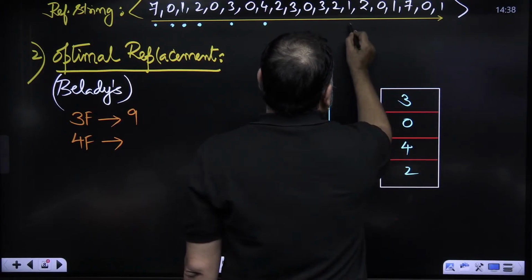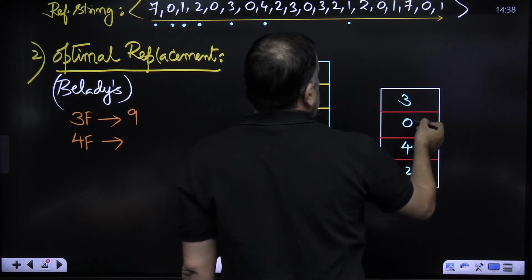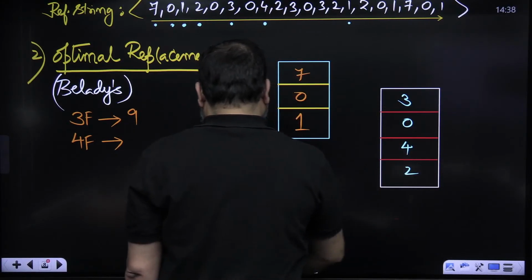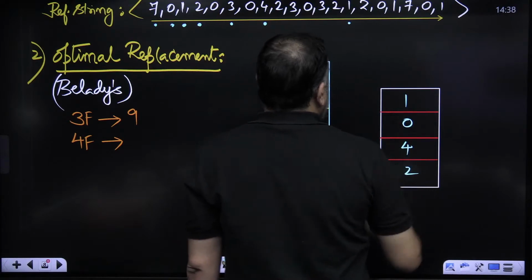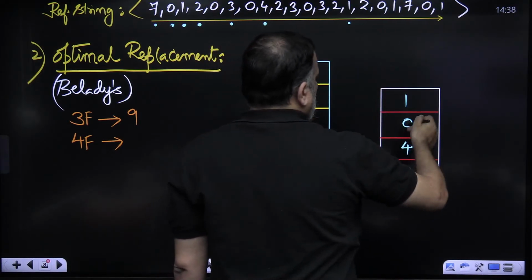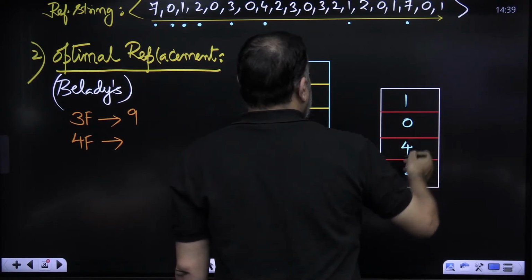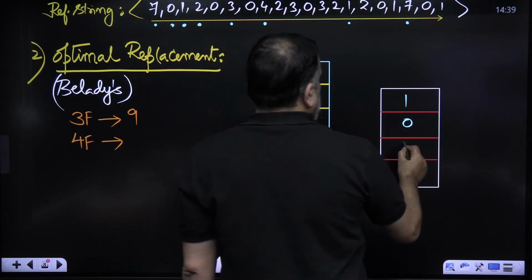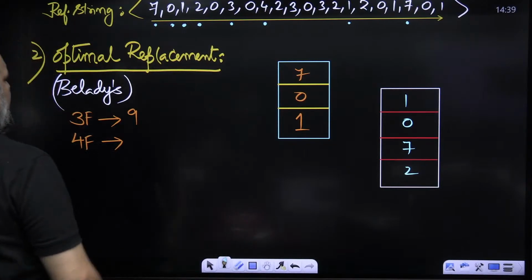Then 1 will cause a fault. We have to decide: 2, 0 are referred. Then 3 and 4 are not referred. You can replace either one of 3 and 4. I will replace 3. So in place of 3, I am going to bring 1. 2, 0, 1 are referred, no page fault. Then 7 is referred. 7 will cause a fault. 0, 1 is referred. You can replace either 4 or 2 to bring 7. 0, 1 will not cause a fault. So that is 4, 5, 6, 7, 8. 8 page faults.